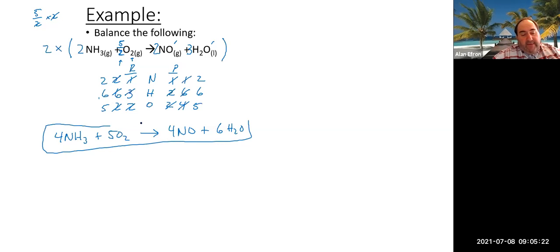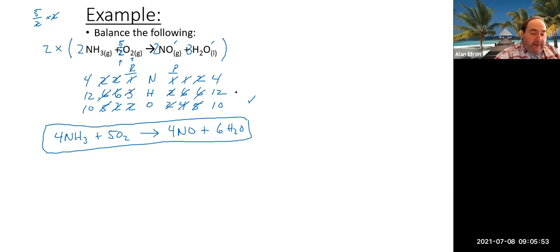And if I didn't screw anything up, we should still be balanced. So we do want to double check. Now we've got 4 nitrogens on the left and 4 on the right. So that's good. We have 4 times 3, which is 12 hydrogens on the left, and 6 times 2 is 12 on the right. Oxygens: 5 times 2 is 10 on the left. 4 in the first one and 6 in the last one is 10. We are good in terms of balancing it.